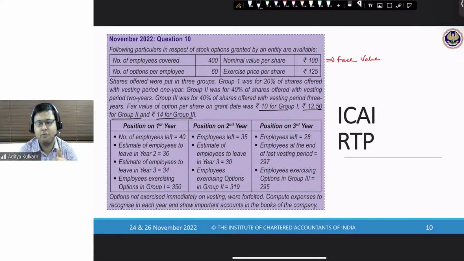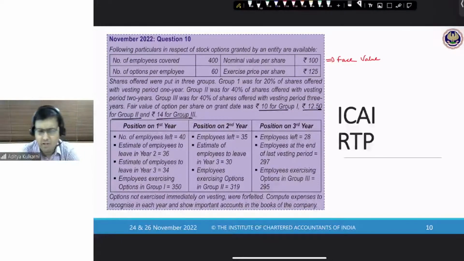Suppose 100 shares were given, 20 vest at the end of the first year. That means, suppose in the second year the employee leaves, he can exercise the option for 20 shares. If he leaves after 2 years, 20 plus 40, 60 shares vest in him. Remaining 40 will lapse because he leaves in the third year. If he leaves at the end of 3 years, entire 100 shares have vested, and he can exercise all 100 shares. So this is the meaning of graded vesting. Graded vesting means vesting happens in a phased manner.